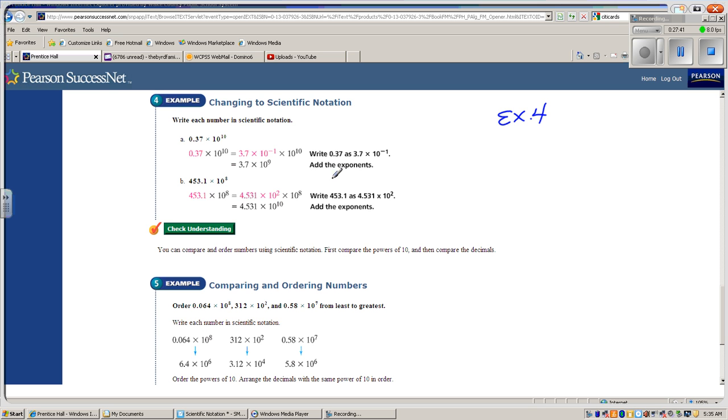And we're going to be looking at the problems under the check understanding. So we're on page 217, looking at example 4A. Write this down on your paper. Okay, so 4A, we're starting off with 16 times 10 to the 5th power. We want to write this in scientific notation.